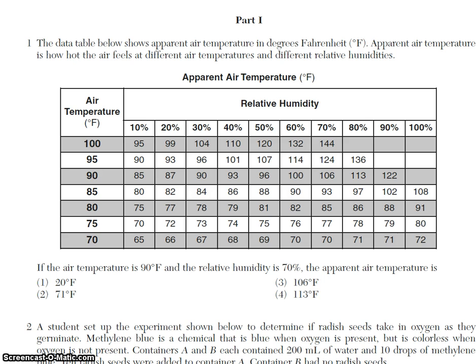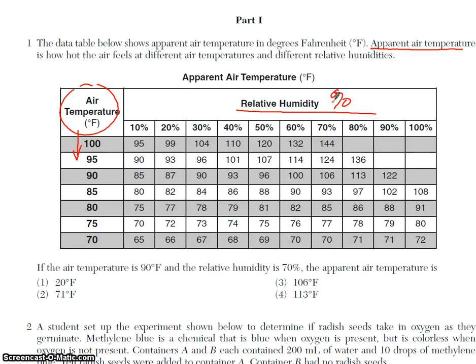So question one, the data table shows apparent air temperature in degrees Fahrenheit. And if you're not sure what apparent temperature is, they explain it here. Apparent air temperature is how hot the air feels at different temperatures and different relative humidities. So if we take a look at the chart, we've got to know what we're looking at. So this column here shows the different air temperatures in degrees, and then here are the different relative humidities in percentages.